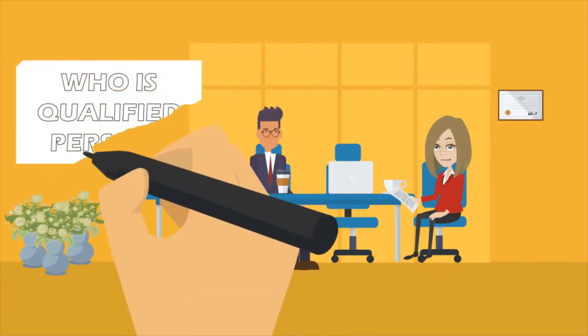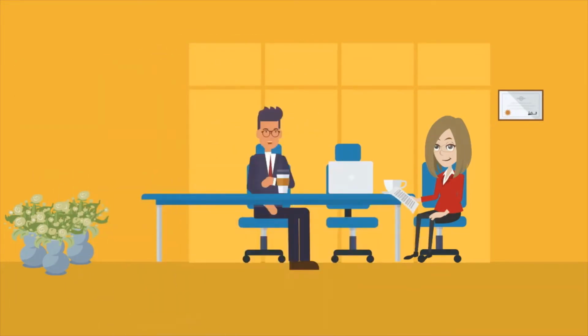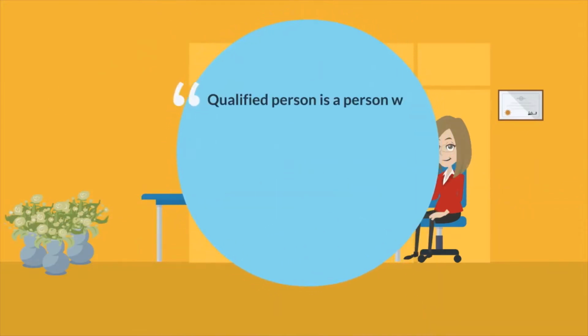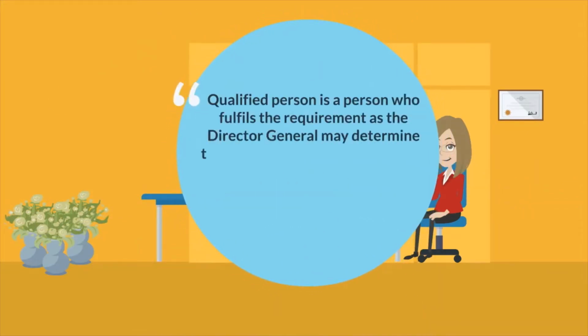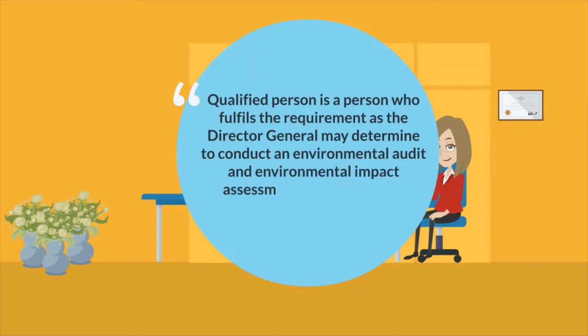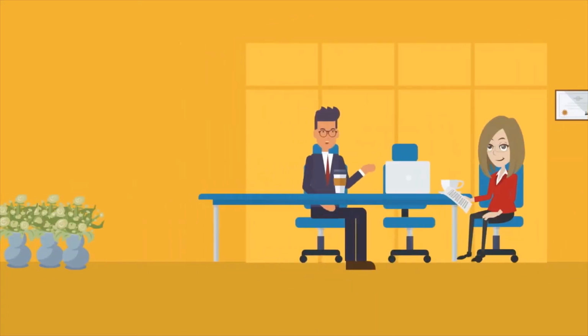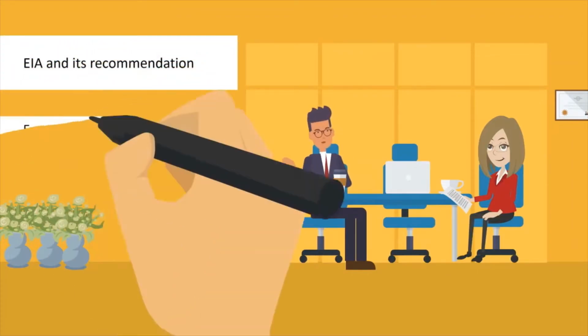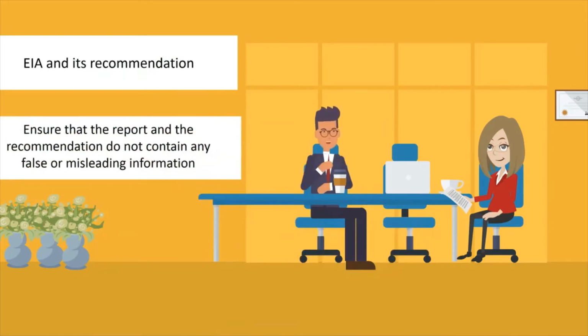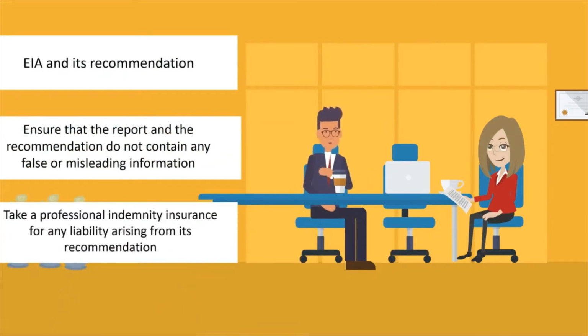Qualified person? Who is a qualified person? A qualified person is a person who fulfills the requirements as the Director General may determine to conduct an environmental audit and environmental impact assessment, and to submit a report thereon. This person is responsible for the EIA and its recommendation, ensures that the report and the recommendation do not contain any false or misleading information, and takes a professional indemnity insurance for any liability arising from the recommendation.